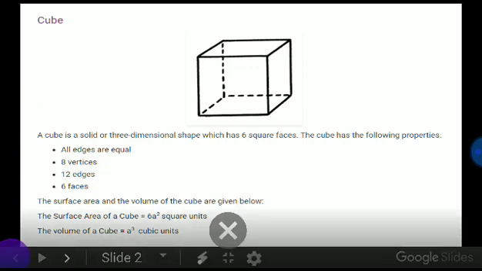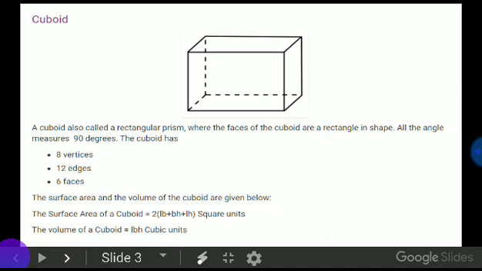Now the next one is cuboid. What is cuboid? Cuboid is also called a rectangular prism, where the faces of the cuboid are rectangular in shape. All the angle measures 90 degrees. The cuboid has 8 vertices, 12 edges, 6 faces. And we can find the volume of cuboid, as I have told you earlier, as the product of all 3 dimensions, which is L into B into H.